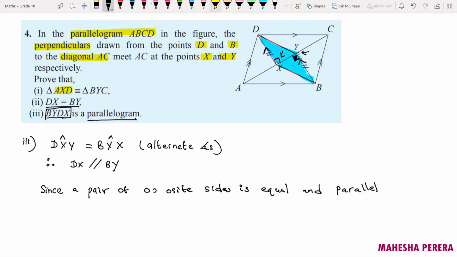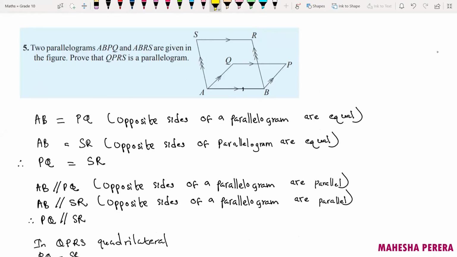So we can say that this blue color quadrilateral is a parallelogram, right? Right, so this blue color quadrilateral is obviously a parallelogram now. Why? Because a pair of opposite sides is equal and parallel, right? So these are the sides which are equal and parallel. Right, let's read the next question.